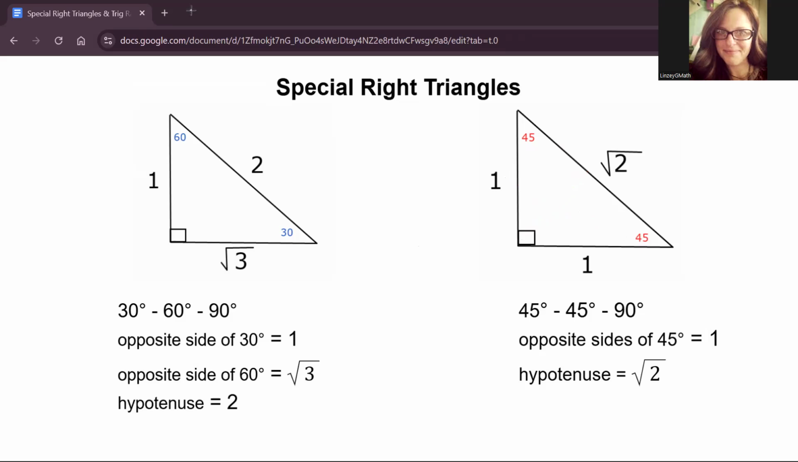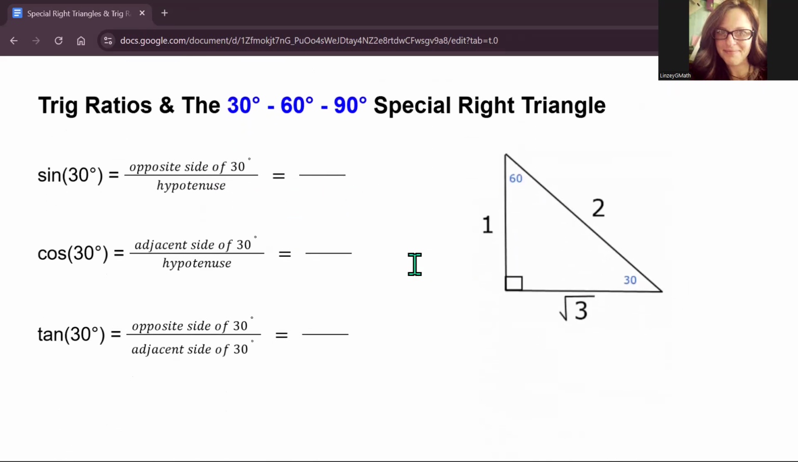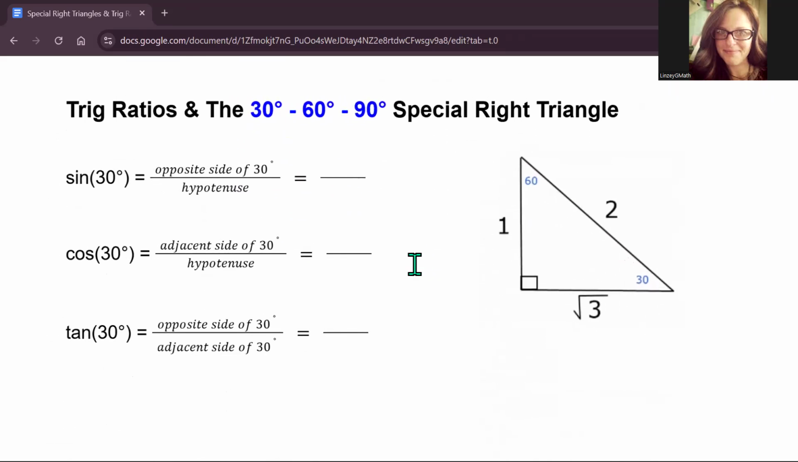Let's take a look at finding sine, cosine, and tangent of 30 degrees. And we'll use our special right triangle. We have the opposite side of 30 degrees, and this is the adjacent side of 30 degrees, and the hypotenuse is the side opposite the right angle.